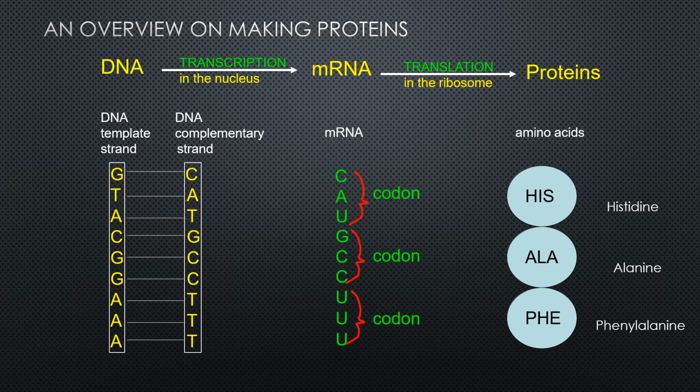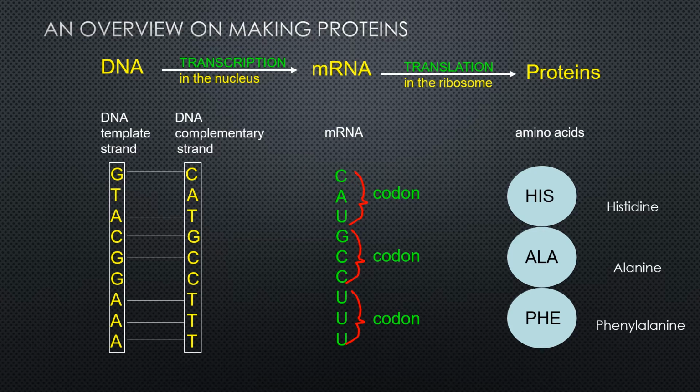So this is an overview of how we make proteins within the cell. And there are 2 different parts to making proteins. One is transcription and one is translation. So we begin with our DNA, which we know codes for all of our proteins in our cell. And what transcription is, is basically unwinding that DNA. And we have our template strand and our complementary strand. And remember, this is all taking place in the nucleus.